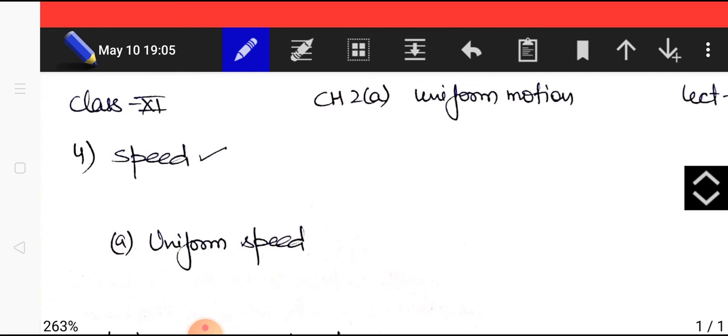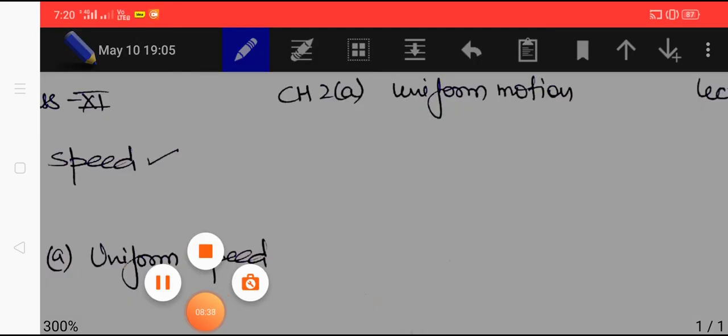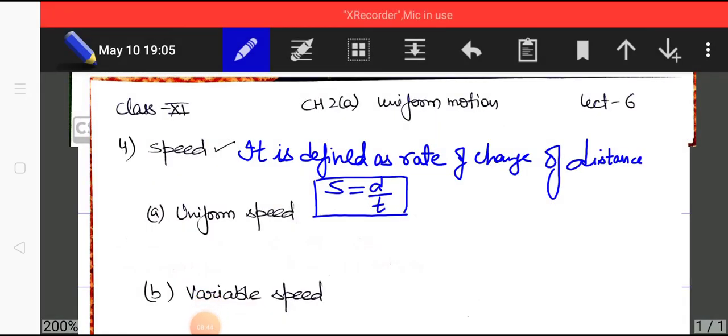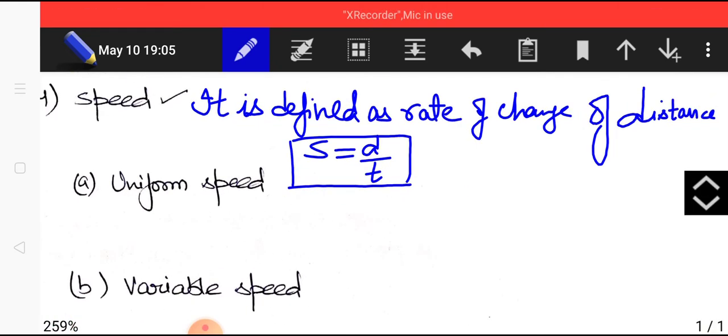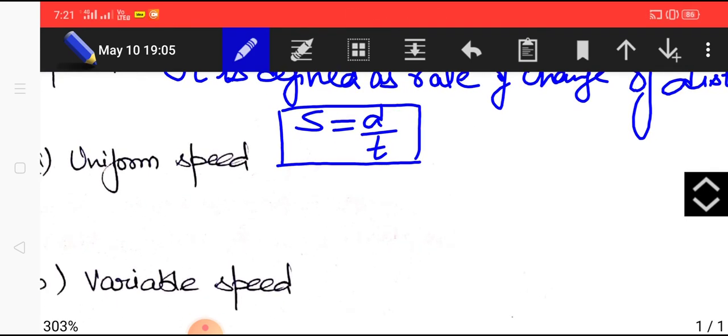Next, moving ahead, what is speed? Speed is defined as the rate of change of distance. The formula which we are going to use is s is equal to d divided by t, where d is the distance. There are four types of speed which we will study in this book.